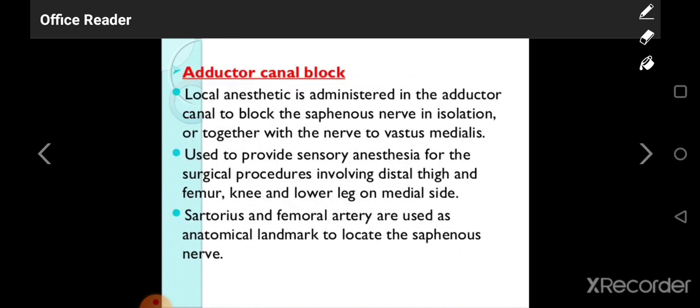Then the second applied anatomy is the adductor canal block. Local anesthetic is administered in the adductor canal to block the saphenous nerve in isolation or together with the nerve to vastus medialis. It is used to provide sensory anesthesia for surgical procedures involving the distal thigh and femur, knee, and lower leg on the medial side. The sartorius and femoral artery are used as anatomical landmarks to locate the saphenous nerve. And this completes our topic, the adductor canal.